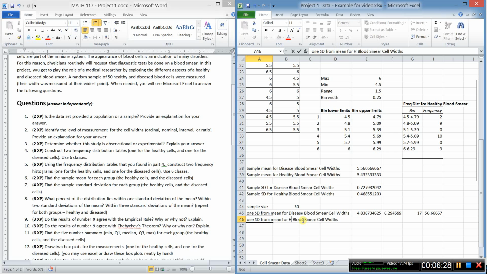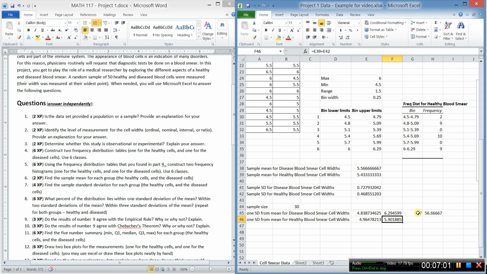Change this from disease to healthy. All right, and here we were saying within one standard deviation for the disease. Here, so we say this is the mean for the healthy minus one standard deviation for the healthy. Okay, and then the same thing here, the mean plus one standard deviation for the healthy.